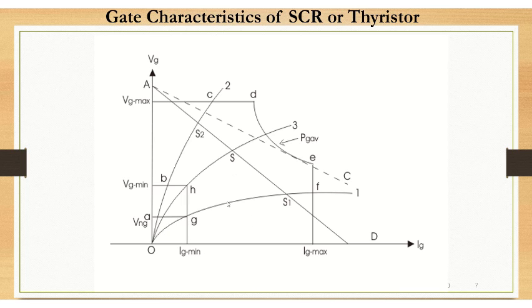So whenever we are using the SCR, we have to look at the gate characteristics. We have to see what should be the minimum gate voltage that can be applied. Only after this, the SCR would be turning on or triggering. I hope you are understanding now. So this should be the maximum gate voltage that can be applied.